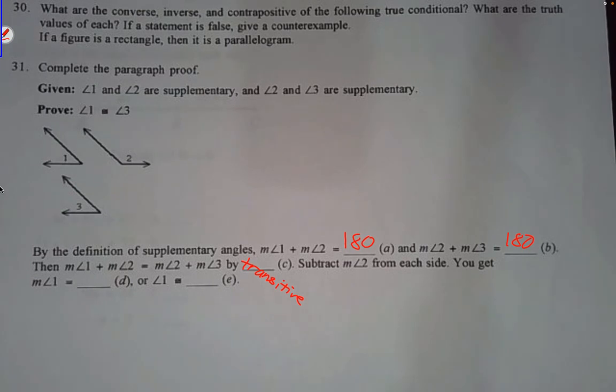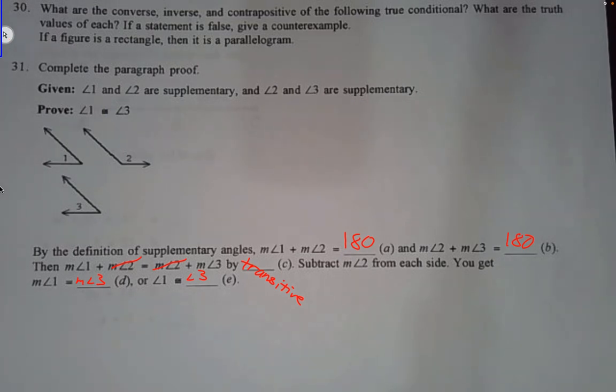Now we can subtract angle 2 from each side, and we get measure of angle 1 equals what? Measurement of angle 3. Look, if you took away angle 2 from each side, what does it say? Angle 1 would be equal to angle 3. Or angle 1 is congruent to, what are we trying to prove? Angle 3. Yeah, that says the same thing.